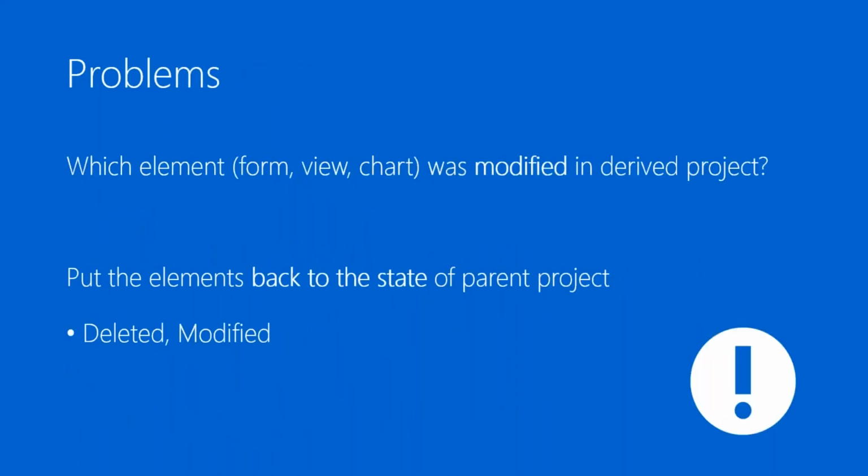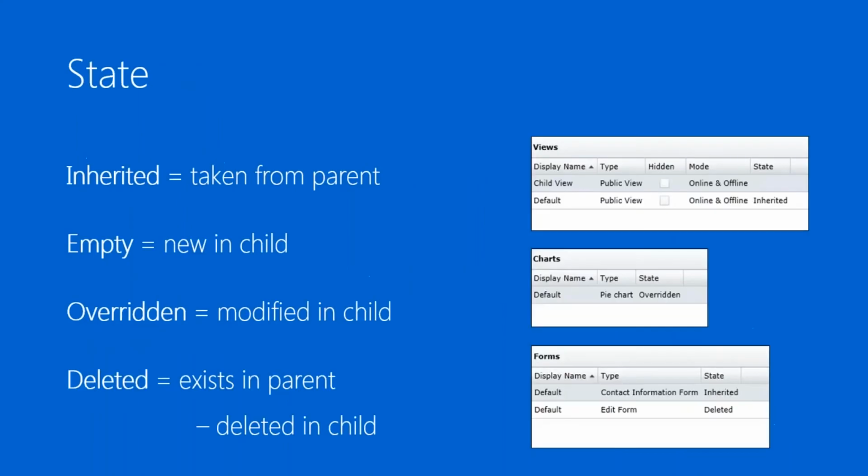But there were a couple of usability issues. The first one was how to know which form or which chart was modified in the derived project, and which one is taken from the parent. This wasn't visually manifested anywhere in Woodford. The second problem was that you've modified something in the child project and decided, okay, I don't want this change. I want it to go back to the state of the parent project. Maybe I have even deleted something in the child project and I want to get it back from the parent. So how can I do this?